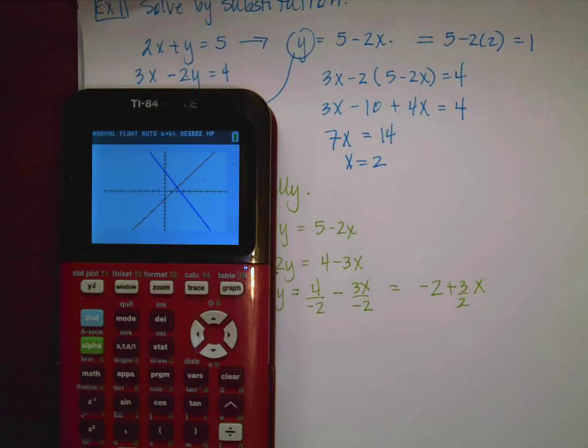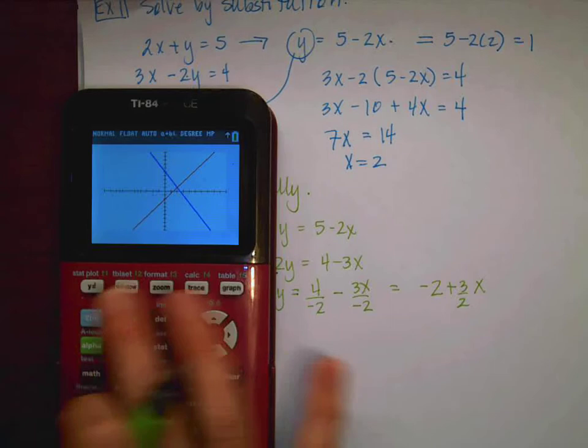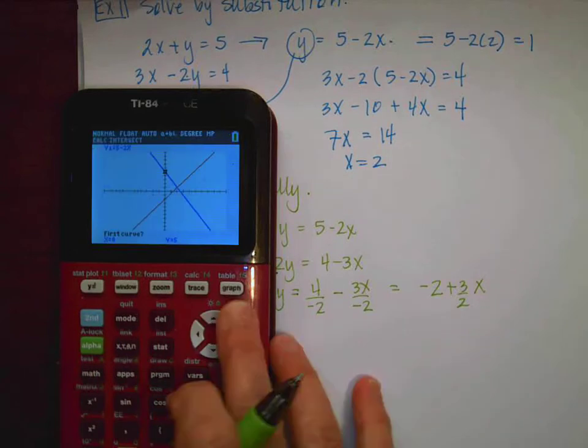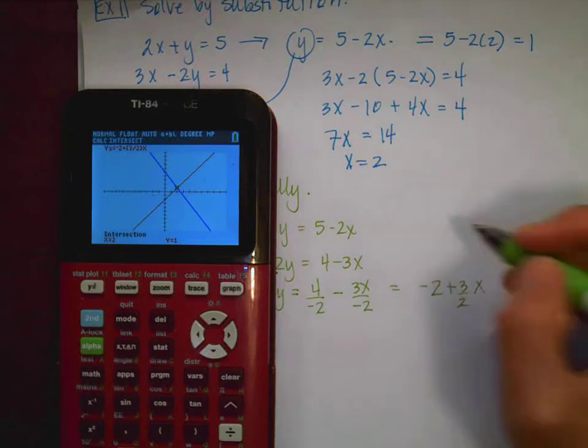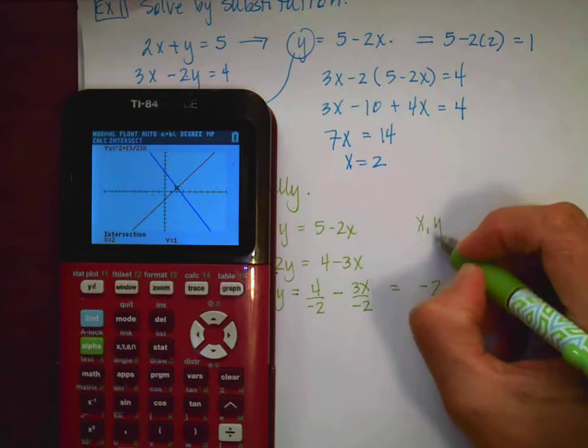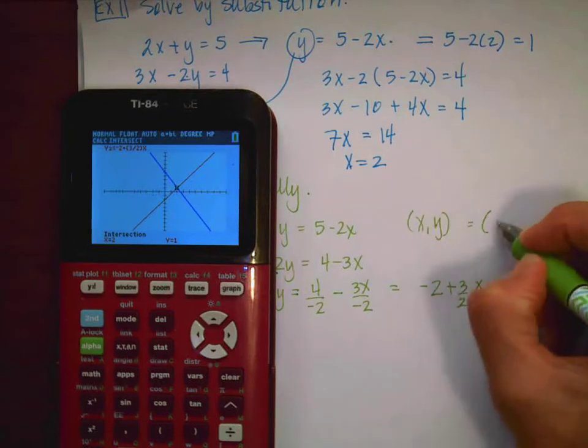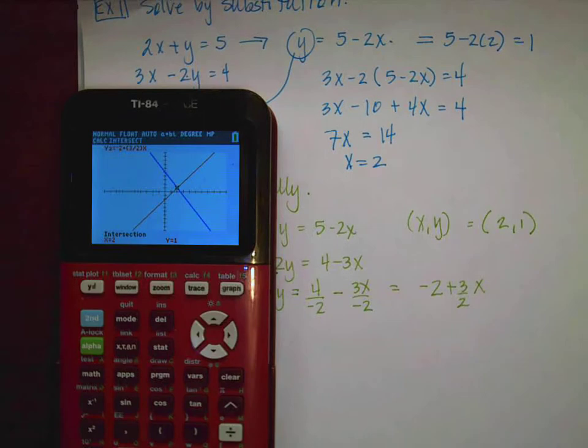There's the first line. There's the second line. So then I do second calculate 5 for intersect. I'm just going to get semi-close with the first one, semi-close with the second one, hit enter twice, and notice that it shows you that your solution, x y, is going to be 2, 1.